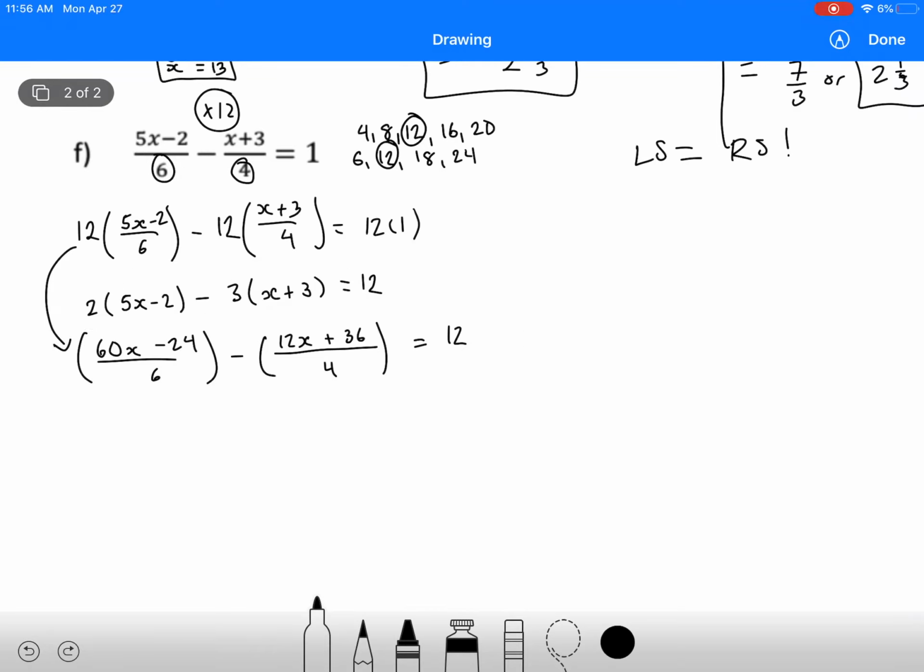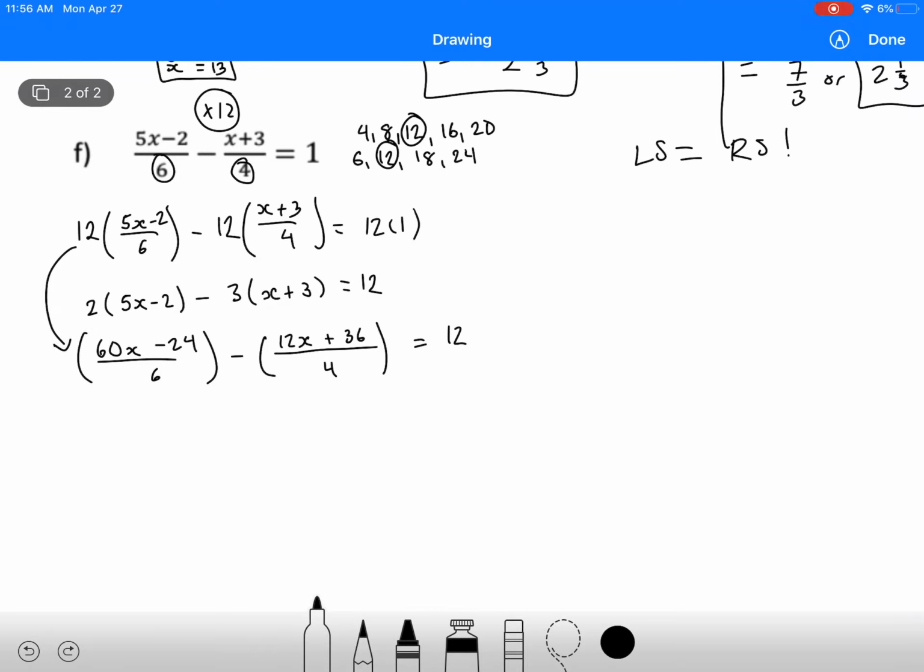We have 2 times 5x minus 2 minus 3 times x plus 3 equals 12. Let's expand these out. We'll get 10x minus 4 minus, now remember, this minus 3 is attached. So when we multiply this through, remember, it's negative 3. So this will be minus 3x minus 9 equals 12.